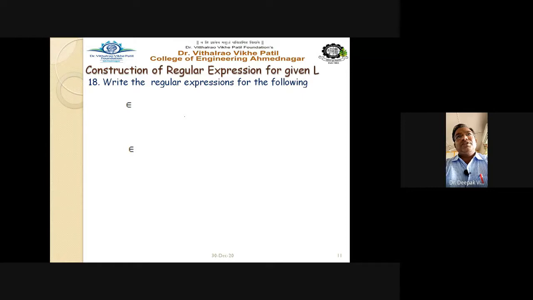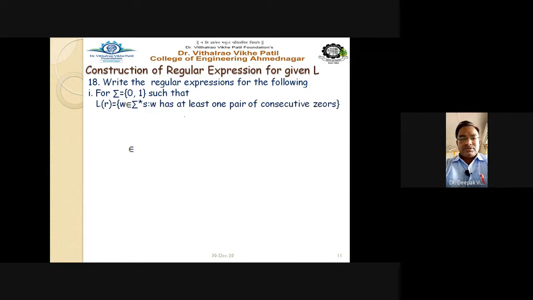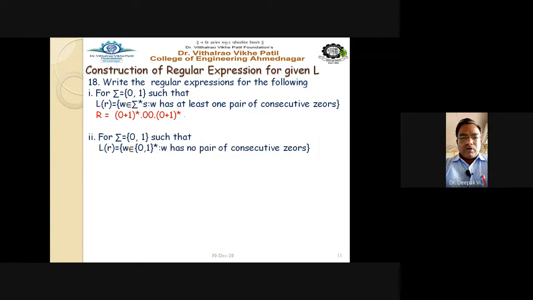Second topic is now the construction of regular expressions. This is a different format of the question: write the regular expression. The questions which we have discussed are different as compared to the questions which we are now going to discuss here. So see here, for sigma equal to 0 comma 1, the format of the question is somewhat different, but the rest of the thing is the same.